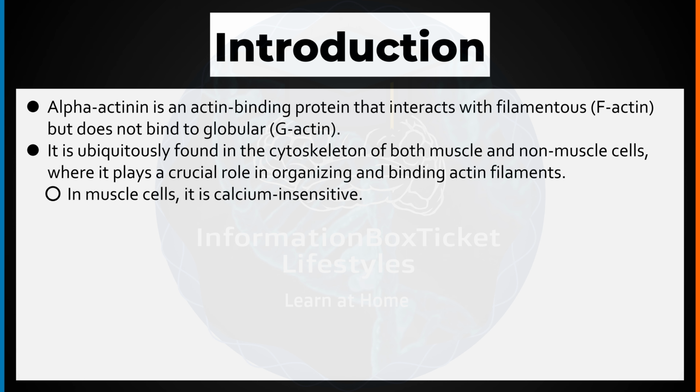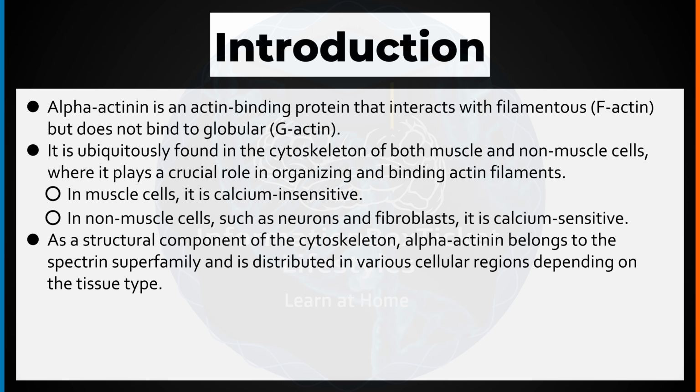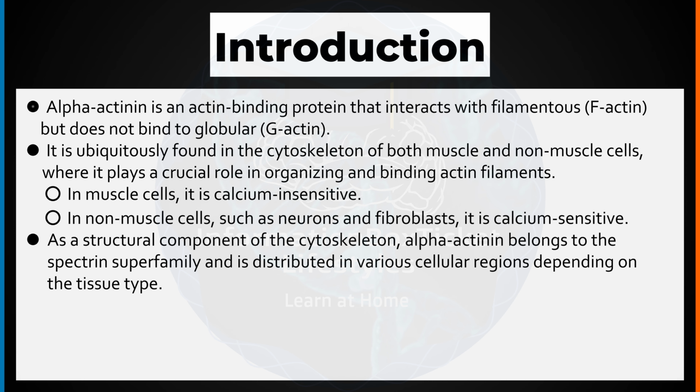In muscle cells, it is calcium insensitive. In non-muscle cells, such as neurons and fibroblasts, it is calcium sensitive. As a structural component of the cytoskeleton, alpha-actinin belongs to the spectrin superfamily and is distributed in various cellular regions depending on the tissue type.